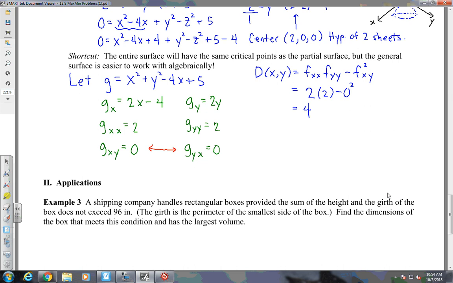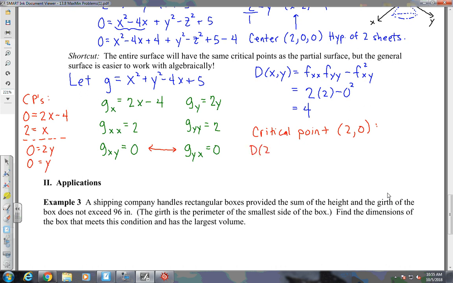Now, before we can run the second partials test, let's go ahead and find our critical points. Our critical points are obtained from setting our derivatives equal to 0. This one works out really nicely. If I set g sub x equal to 0, we'll be able to solve that one directly without having to solve a system of equations. And if we set g sub y equal to 0, we automatically get a solution there. So our only critical point we need to consider is... I'm sorry, 2, 0. X is 2, y is 0.